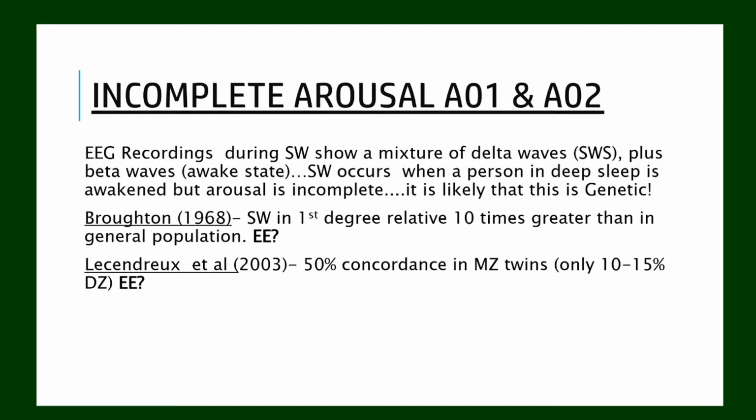Now, Lacendre et al. in 2003 found a 50% concordance in MZ twins, whilst only 10 to 15% in DZ twins. Now, what does this mean for us? We know that a high percentage, or high concordance rate, in MZ twins means it's likely that this is because of genetics and because it is inherited. Really, for us, this is showing that this is a good explanation.